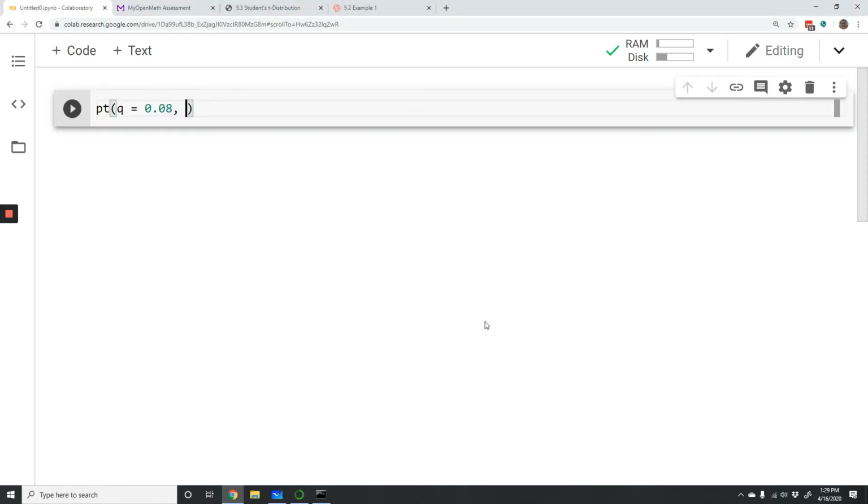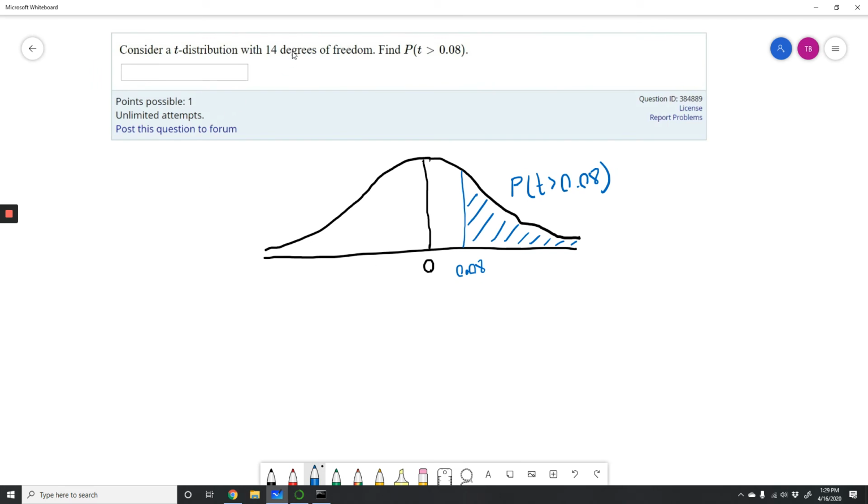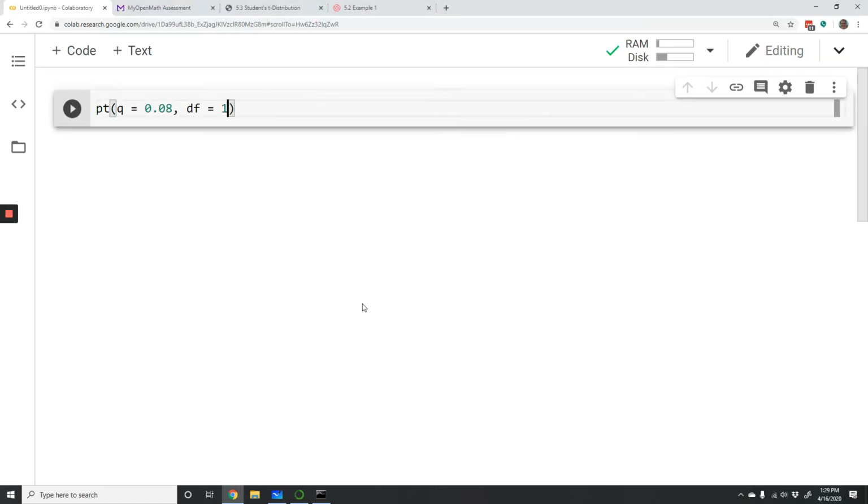And because it's a t-distribution, we have an extra argument. We also need to state the degrees of freedom. So at this point, we're just being told straight up the degrees of freedom. We're told that this t-distribution has 14 degrees of freedom. So we just say we have 14 degrees of freedom.